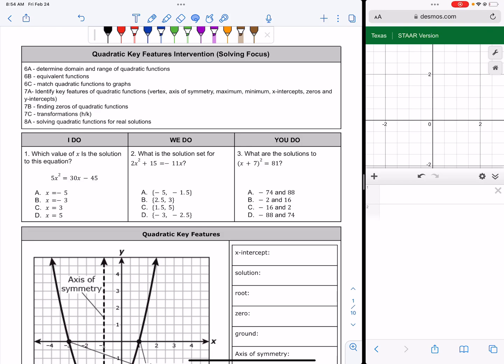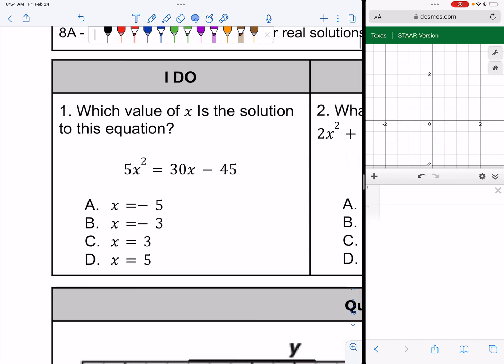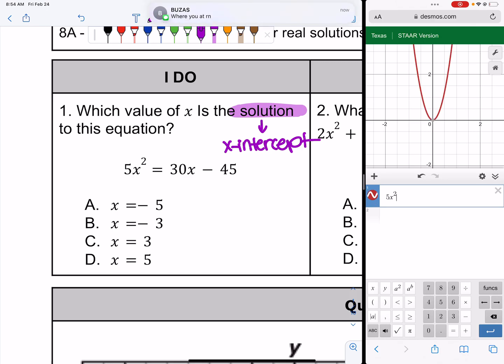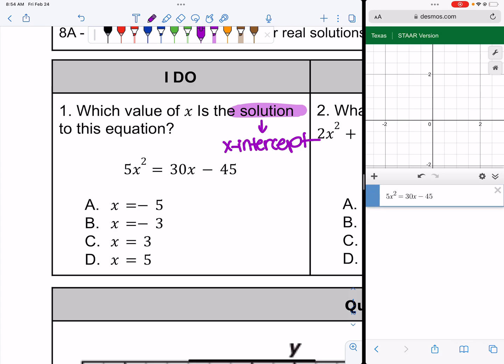All right, so real quick, we're going to go over the quadratic key features intervention. The first question says, which value of x is the solution to this equation? So our important word is solution, which means, very good, x-intercept. If we go ahead and graph this as it is, it's going to have this little exclamation mark saying it does not work.